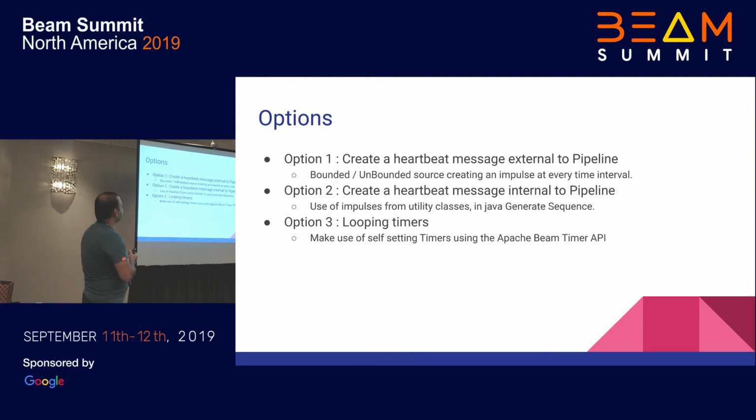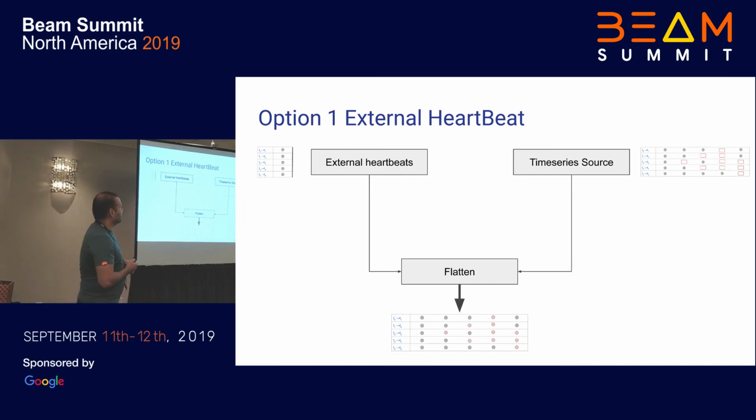The 3 options. The first one is we create a heartbeat or an impulse in a system outside of your Beam pipeline, and that generates a piece of data that we can then work with. The next one is we somehow generate this impulse or heartbeat within the pipeline itself. And the final one, we're going to use some of Ken's nice timer API stuff to actually create what we call a looping timer.